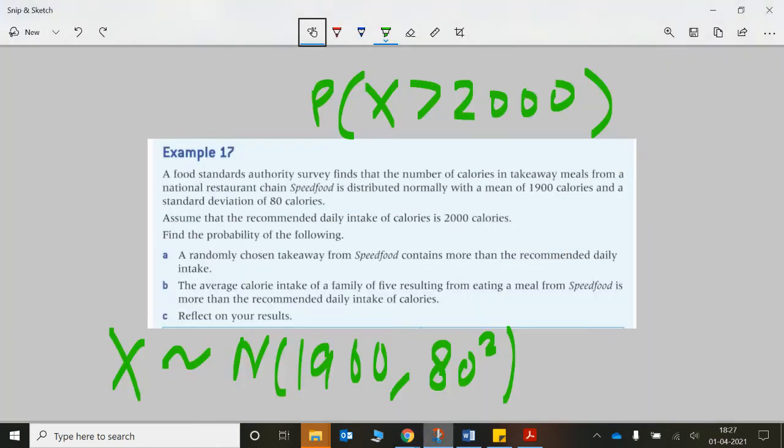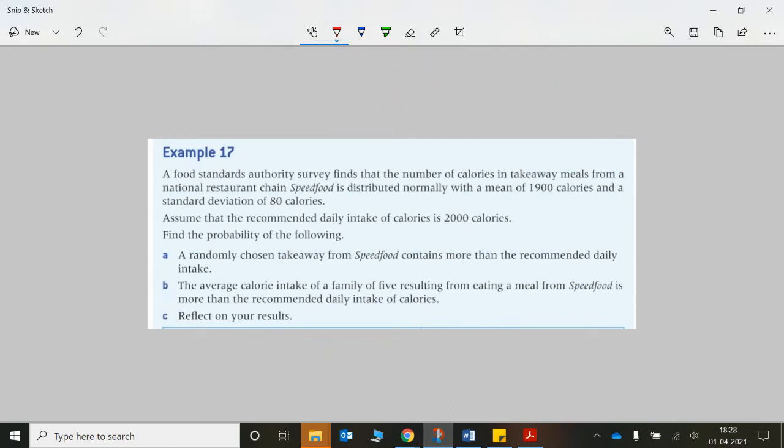Now for part B, they're saying the average calorie intake for a family of 5. So the distribution is now changing. Now we're talking about X bar, combining normal variables. We don't have to worry about the central limit theorem because this is normally distributed anyway. So we don't need to worry that there's only 5 here. This is fine to use the normal distribution. It's only when we have X bar and n is greater than or equal to 30 that we can go from a Poisson or binomial distribution to this normal distribution.